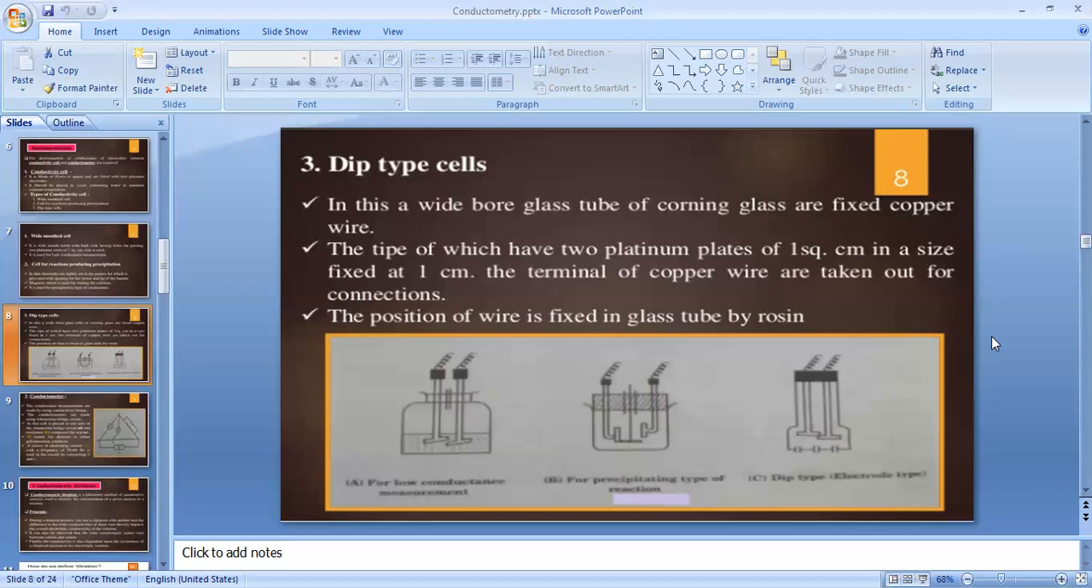So these are the three types of conductivity cell. The first type is the wide mouth cell, particularly used for determining the concentration of electrolytes having low conductance. The second type is particularly used for determining the concentration of electrolytes that will get converted into precipitate form. And the third type is the dip type cell, in which the two platinum electrodes are connected to the copper wires. So these are the types of conductivity cell.